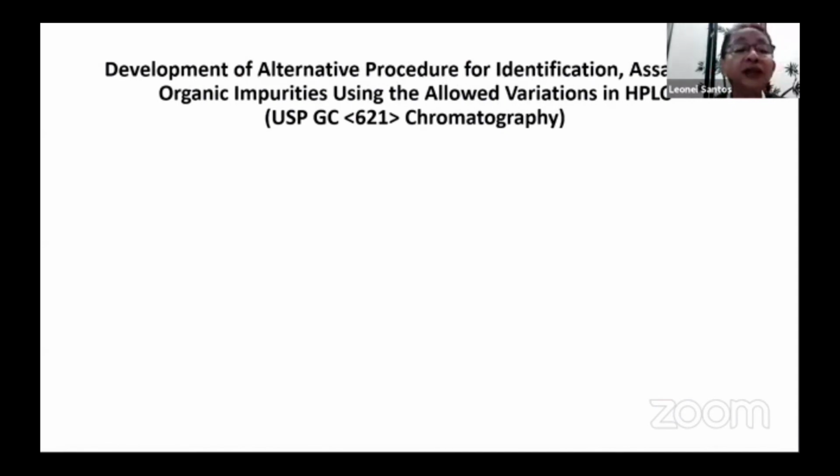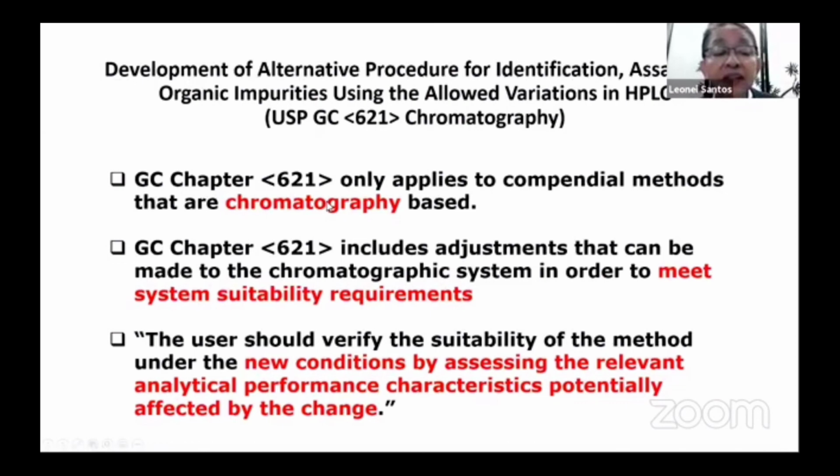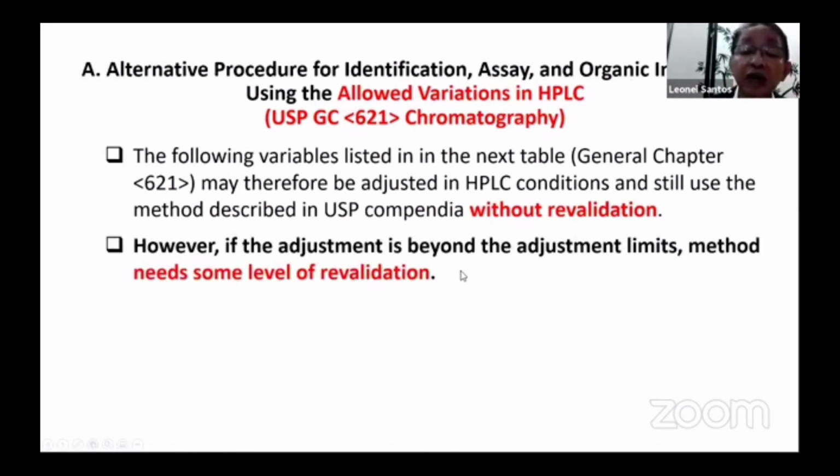except you're having difficulty, so you're trying to modify the method. So in the development of alternative procedure, again, if you're using the General Chapter 621, remember that it is chromatography based. It is a system suitability adjustments. And the user should verify the suitability of the method under the new condition by assessing relevant analytical performance characteristics potentially affected by the change. So again, you can use these allowable adjustments without revalidation. However, if the adjustment is beyond the allowable range, then you need to do some level of revalidation.